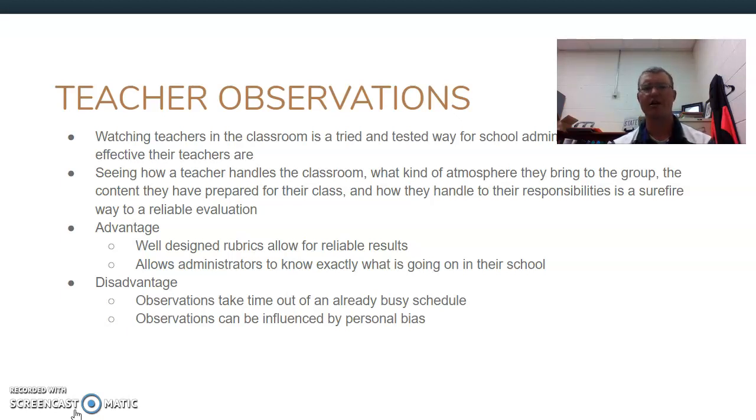The advantages of teacher observations. With well-designed rubrics, you can kind of take the bias out of things. You get reliable and accurate results. And it also allows your administrators to know exactly what's going on in their school setting. In small town Kansas, I believe that is very, very important. It's very critical. It's very crucial. I understand how it won't be effective in a large school district, but in a 1A, 2A high school in Kansas, your principal and your superintendent need to be visible to the students.